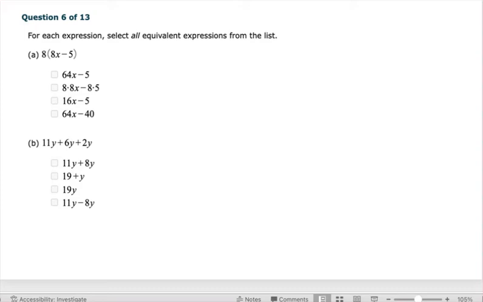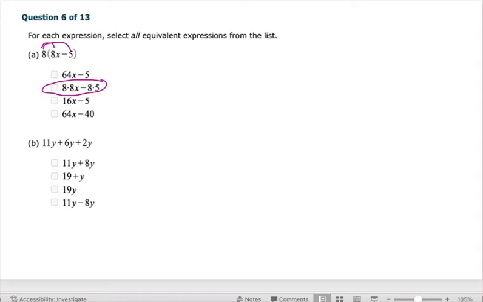Number 6. For each expression, select all equivalent expressions from the list. Okay, so 8 times 8x minus 5. Well, we could distribute the 8 to both the 8x and the minus 5. 8 times 8x minus 8 times 5. This would work, wouldn't it?